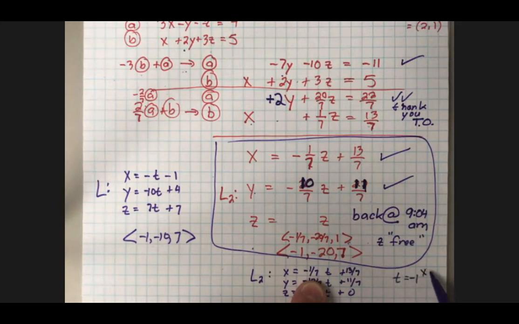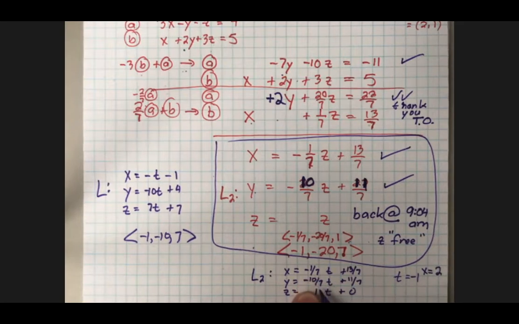That would put me at x equals 14/7, which is 2. If I put a minus 1 in for t, that would put me at 21/7 for y, which is 3. If I put a minus 1 in for t, this would give me z equals minus 1. So this point is also a base point for that line.